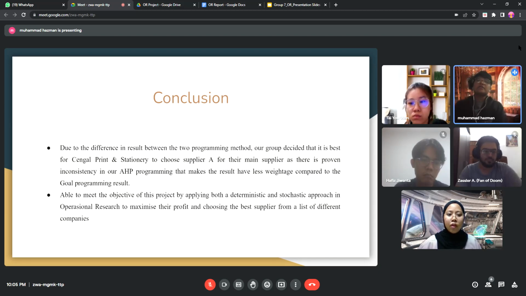And finally, through this project, we were able to meet the objective of this project by applying both a deterministic and stochastic approach in operational research to maximize their profit and choosing the best supplier from a list of different companies. That is all from us.